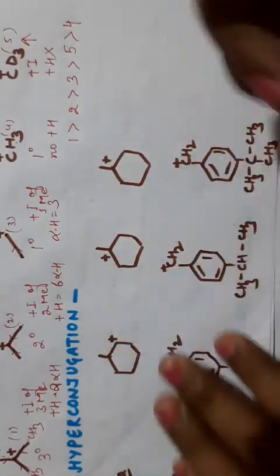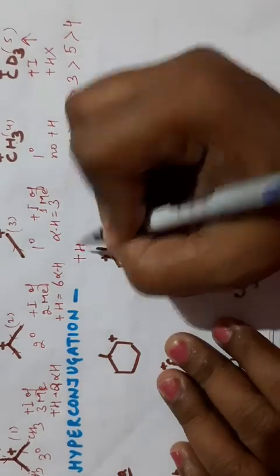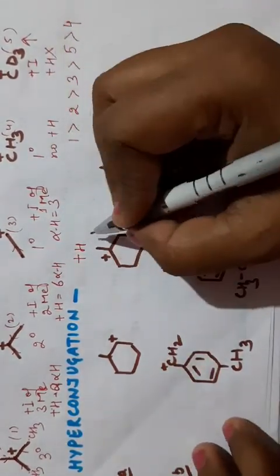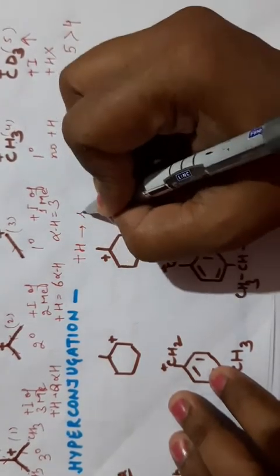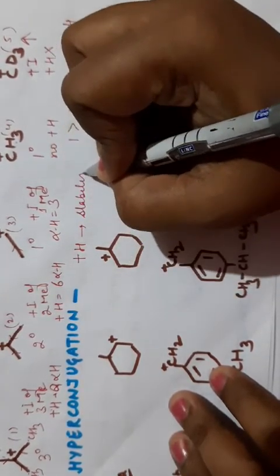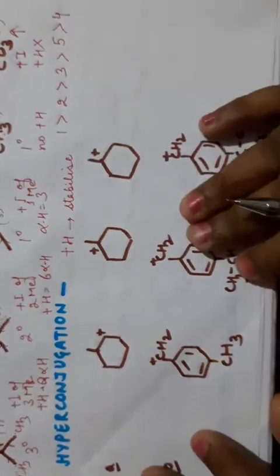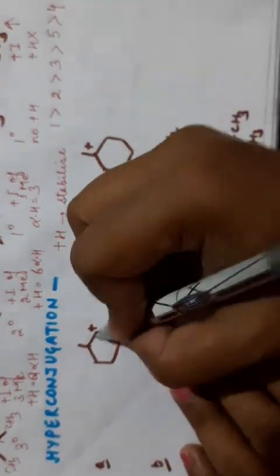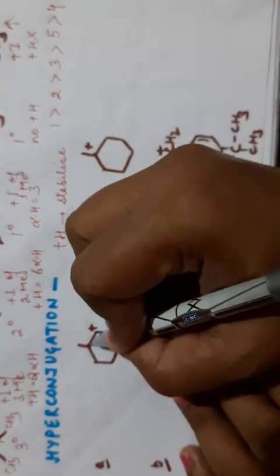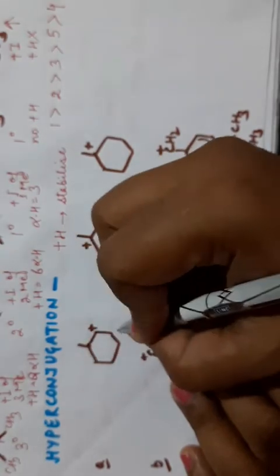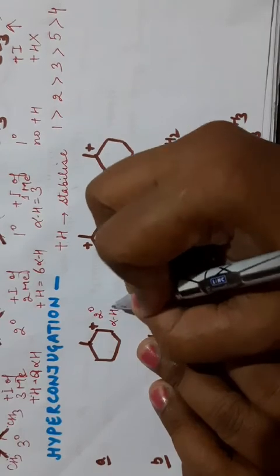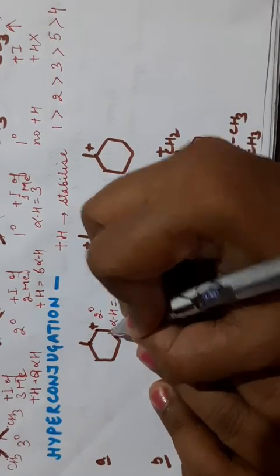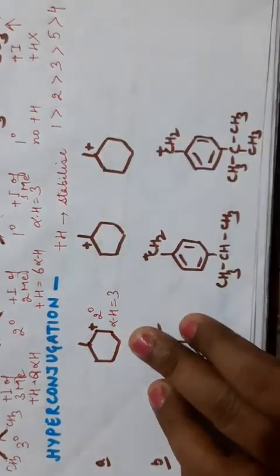Next factor is hyperconjugation. Again, plus H effect will release the electron towards the positively charged carbon and it will stabilize it. So plus H effect will stabilize the carbocation. Clear? Now again you have to look here. This is attached to 2 carbon, so it is 2 degree carbon. Alpha hydrogen are 2 here and 1 here. 3 alpha hydrogen are there.